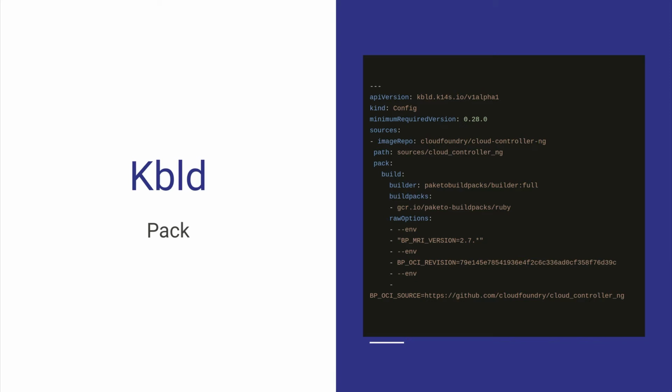Here, we have a sample kbld configuration for a pack-based image flow. This configuration is for the Cloud Controller, which was sourced with vendir. Since we're using multiple tools from the same toolchain, the path field parallels the path in the vendir configuration. A builder and buildpacks are provided, just as one would when building with the Pack CLI. The OCI image metadata is appended via the image labels buildpack by providing appropriate environment variables.